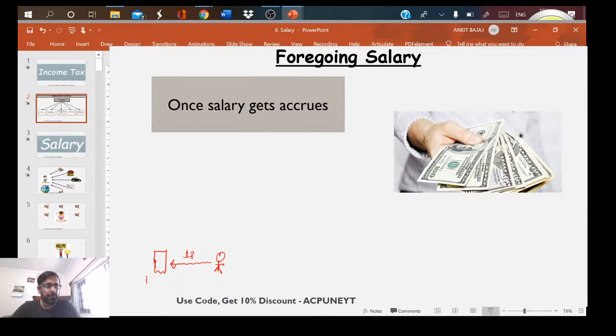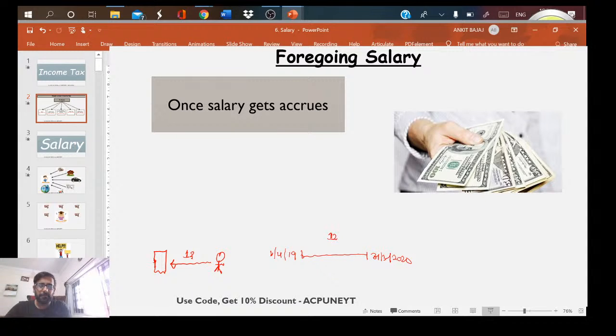Let's suppose you joined the job on 1st April 2019, and you have provided services till 31st March 2020. Is it clear? 12 months of services you have already provided. And your package was 12 lakh rupees, that you are supposed to receive 1 lakh every month.